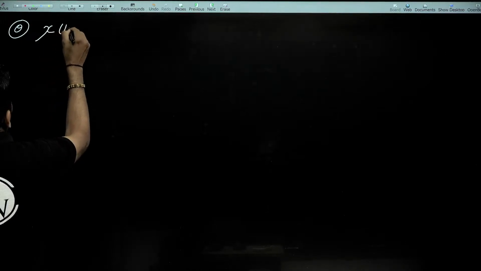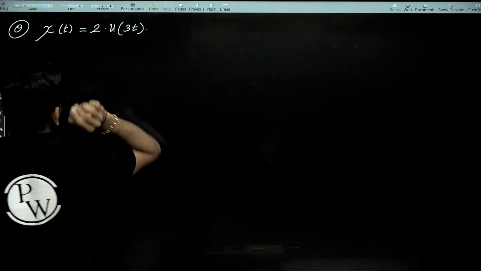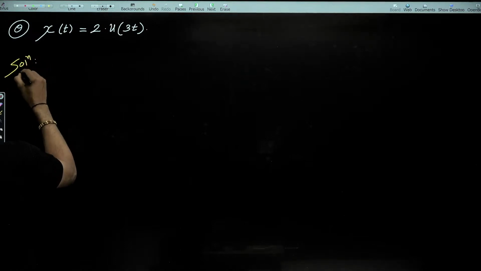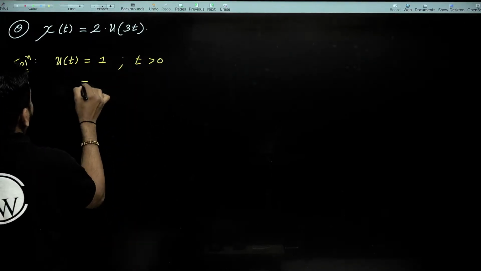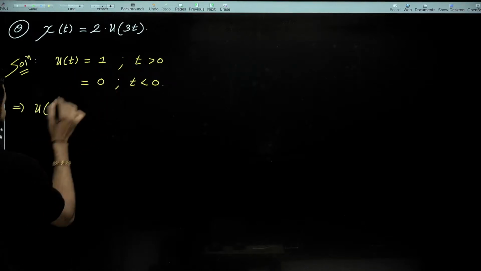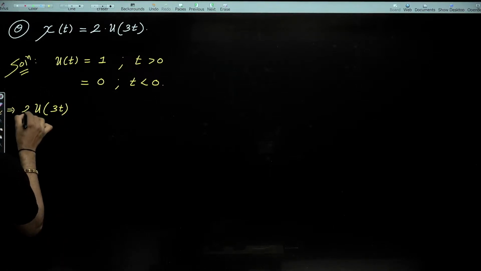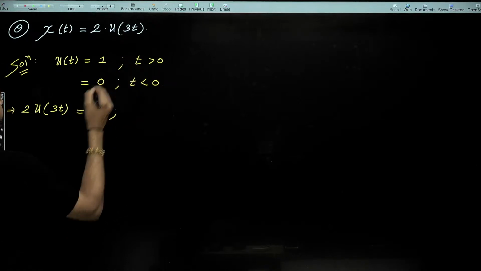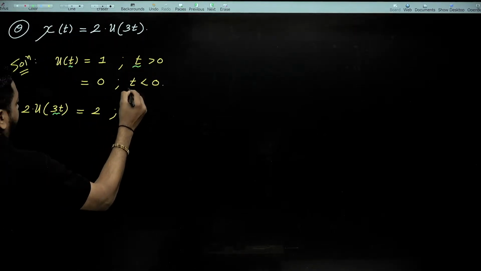Fine. Now suppose I am asking x of t equal to 2 u of 3t, time scaling, guys. Again same concept, same method, same approach. We know u of t is equal to 1 for t greater than 0, and it is 0 for t less than 0. Now we are replacing t with 3t on the left hand side, and amplitude is 2, correct? On the right hand side also, everywhere t becomes 3t, guys.